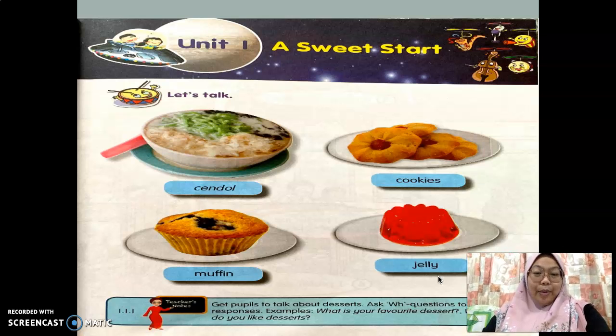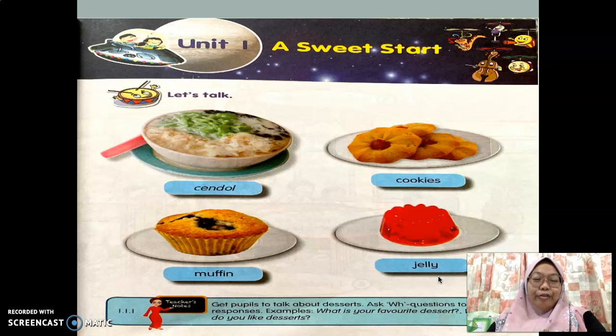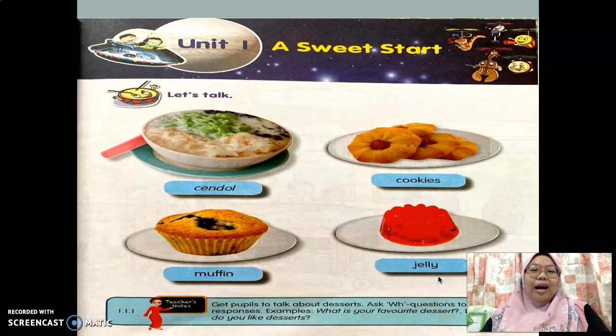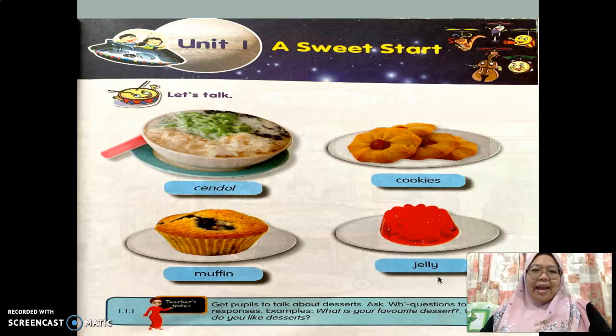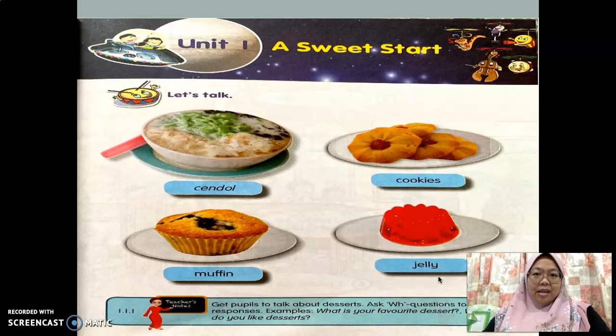Okay. Now, I want to know what is your favorite dessert? Apa manisan kegemaran kamu? And why do you like dessert? Kenapa kamu suka manisan tu? For me, I like ice cream. I like ice cream because taste is good. Saya suka ice cream kerana rasanya yang sedap.